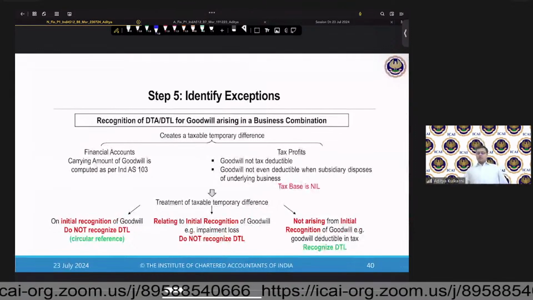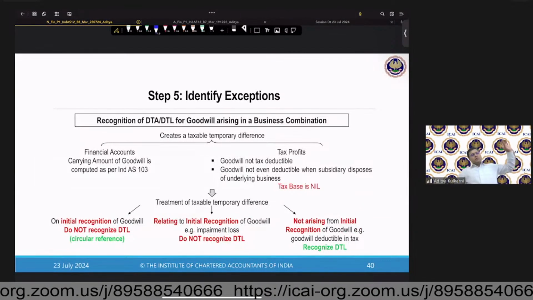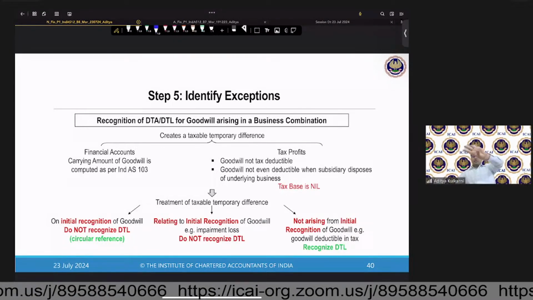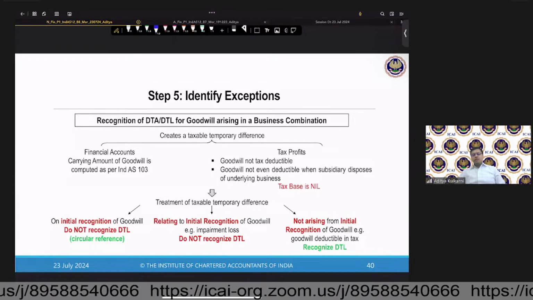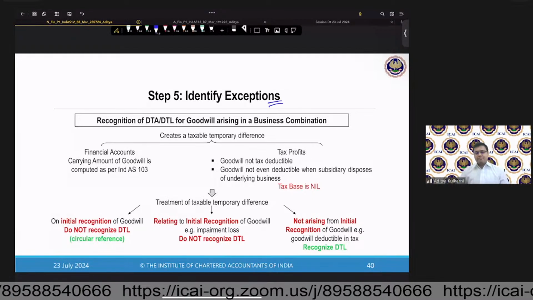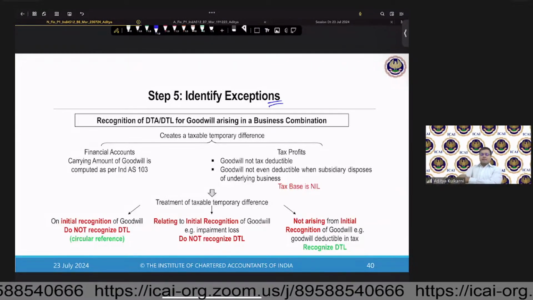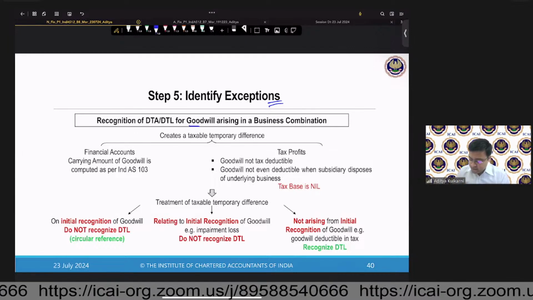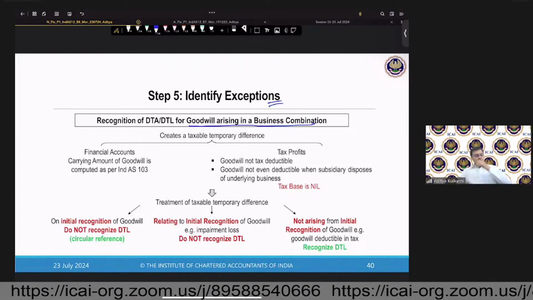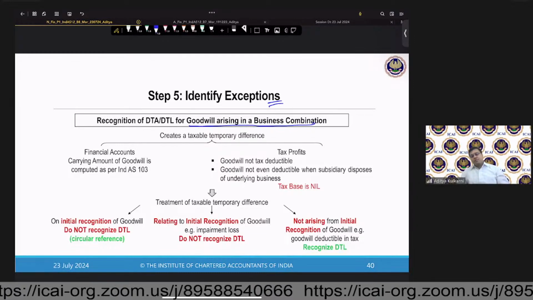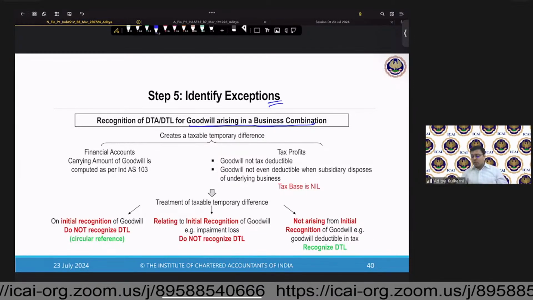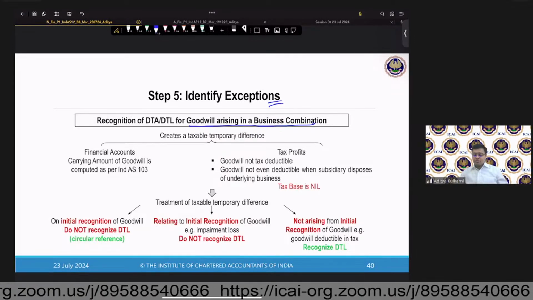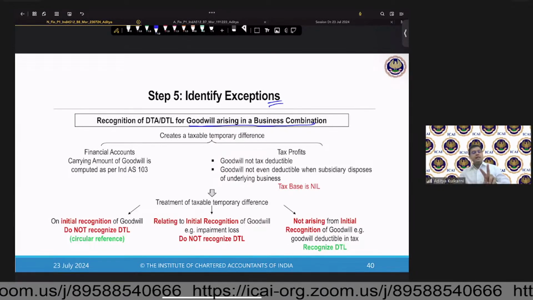Now, we start off with identifying carrying amount, tax base, and temporary differences, and then we move on to identifying exceptions. On some items, you cannot recognize deferred tax. The first one is goodwill arising in a business combination. This goodwill will not have a tax base, but it has an accounting base. So it will not recognize the DTA or DTL in certain cases.